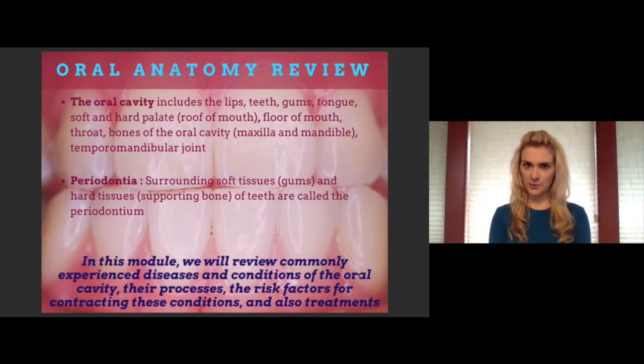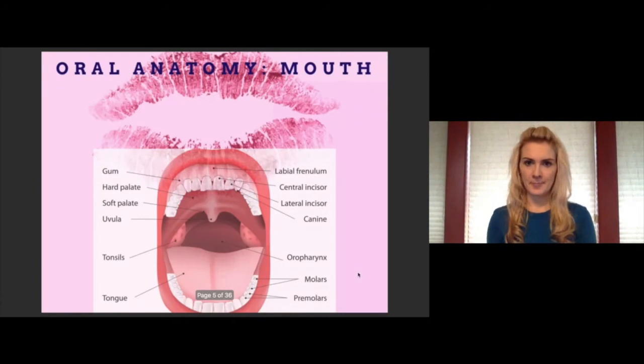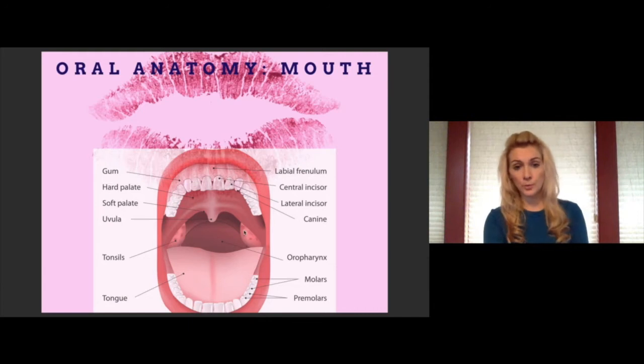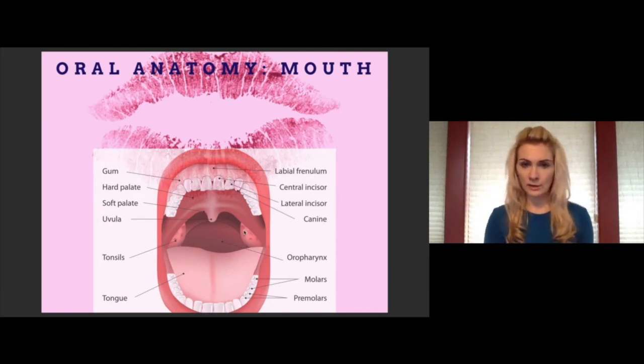Now, in this module, we will review commonly experienced diseases and conditions of the oral cavity, their processes, their risk factors, and also treatments. So, oral anatomy of the mouth. Again, this includes the lips, the gums, as you can see, the uvula in the back towards the throat, as well as all of the different types of teeth.